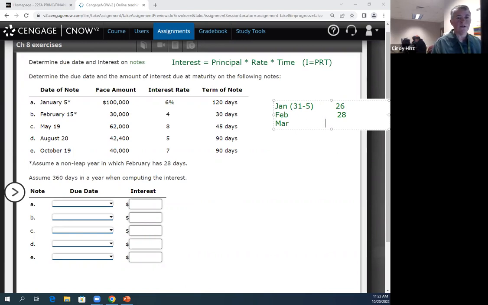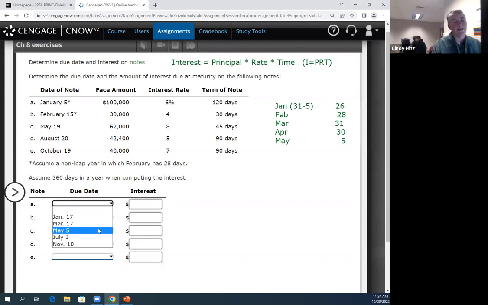How many days are there in March? Remember what I told you on Tuesday? If you don't know, you need to look it up. April has 30 days. So let me see how many days that is, because we're getting close. 26 plus 28 plus 31 plus 30. That is a total of 115 days. So how many more days do we need in May to get up to 120? 5. And so this note would be due on May 5th.